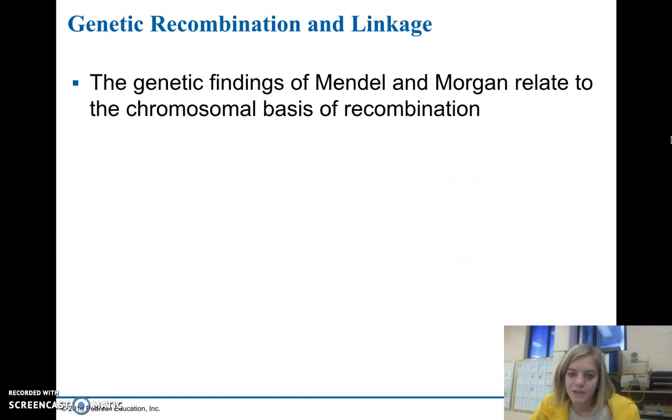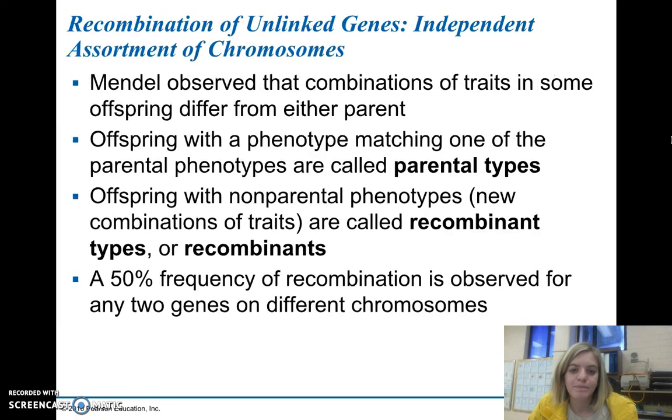These genetic findings relate to the chromosomal basis of recombination, so we can talk a little bit more about that. Mendel, we know, observed that there were combinations of traits in some offspring that were different from either parent. And just for some terminology's sake, if the offspring has a phenotype that matches one of the parents, we call this parental types. And those offspring that are different than the parental phenotypes, we call recombinant types, because they now have recombined genes. If the two genes are on different chromosomes, we would expect to see about a 50% frequency of recombination between those two genes.